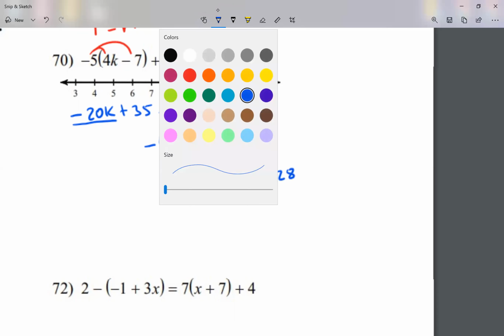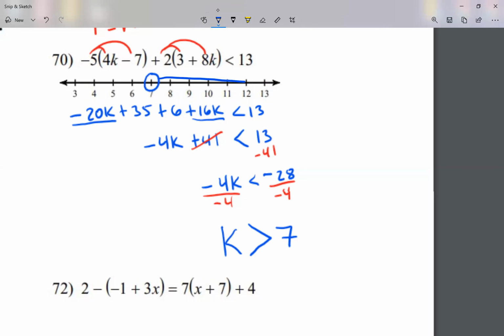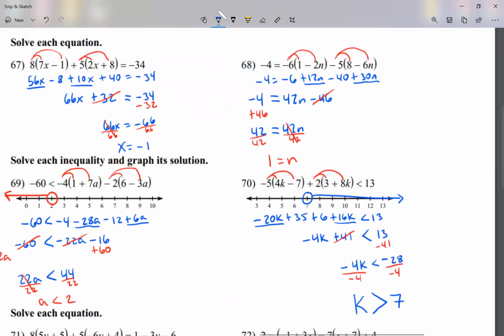Now let me divide by the number in front of k. So let me divide by a negative 4. I'm dividing by a negative, so my inequality is going to flip. So I have that k is greater than. Negative divided by negative is positive. 28 divided by 4 is 7. So if you have to just solve it, k is greater than 7. If you have to graph it, open circle at 7, and it goes to the right. Pretty simple.